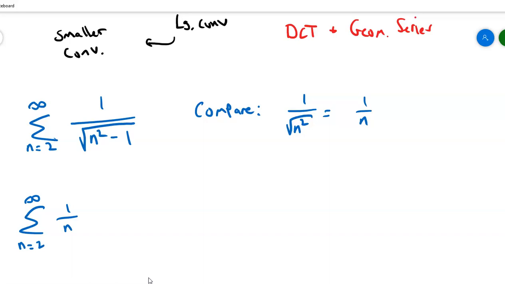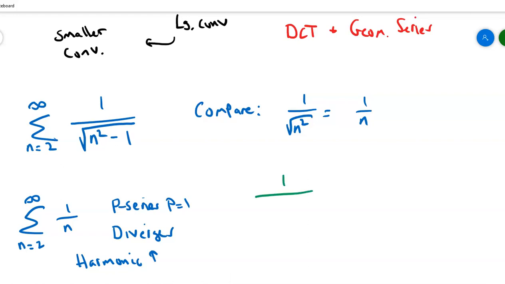We've done about 4 of these already. You can pick which test you like. You can call it a p-series with p equals 1, and therefore it diverges. You could even get away with just saying that it's simply the harmonic series, and the harmonic series diverges. So that thing diverges. Now, the question is, how does that series compare to the original?